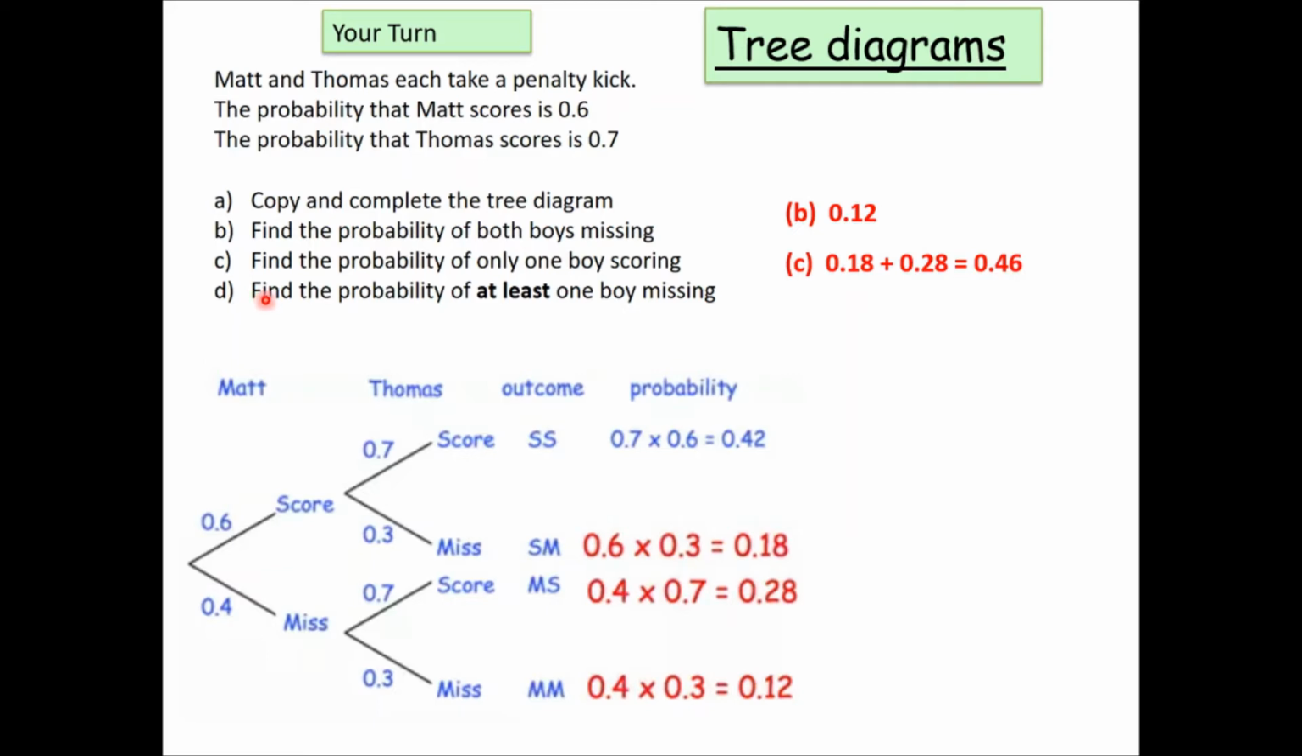And finally, the probability of at least one of the boys missing. The first part is either Matt scoring and Thomas missing, or Matt missing his penalty and then Thomas scoring, but that will also include both of them missing their penalties. It says at least one of them, so that includes both of them missing. So therefore it's these three probabilities. To work out this answer, you just add the three probabilities and you end up with 0.58.